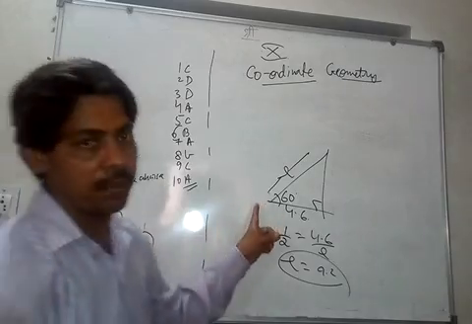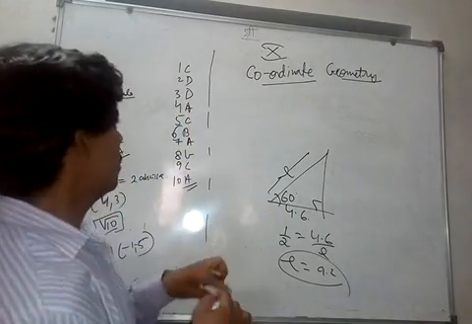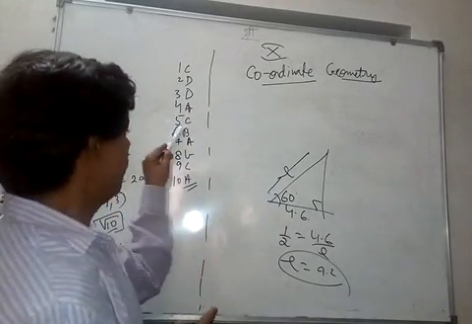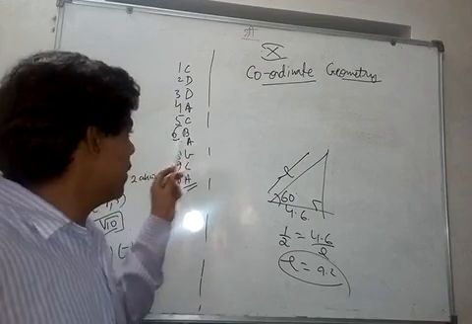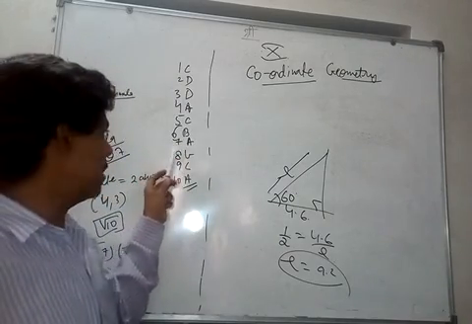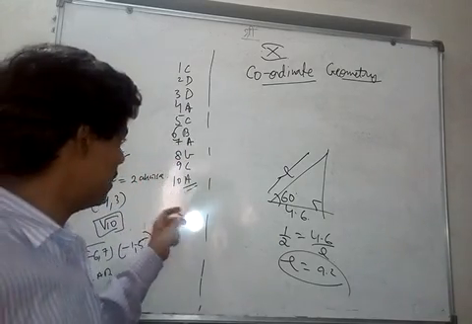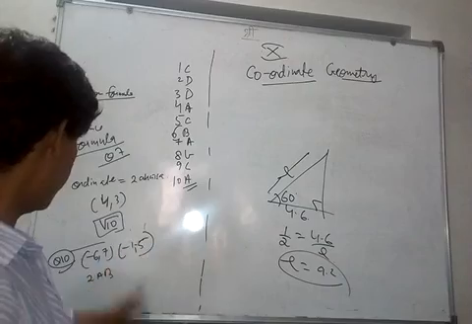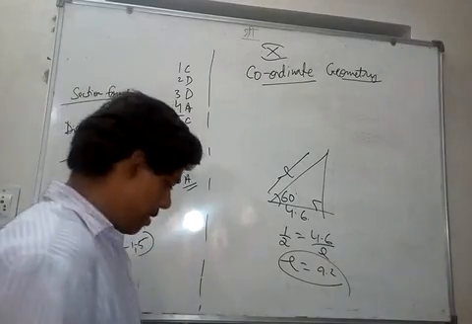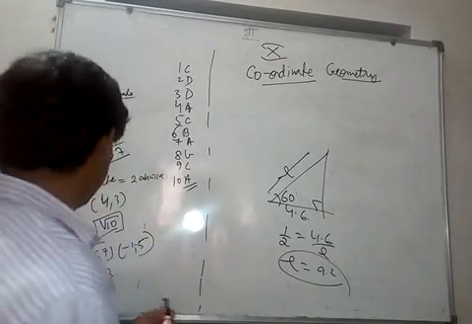So question number 3 is D. Question number 4th A, 5th C, 6th B, 7th A, 8th B, 9th C, and 10th A. So I'll solve two questions here, question number 7 and question number 10, because they are from the distance formula.